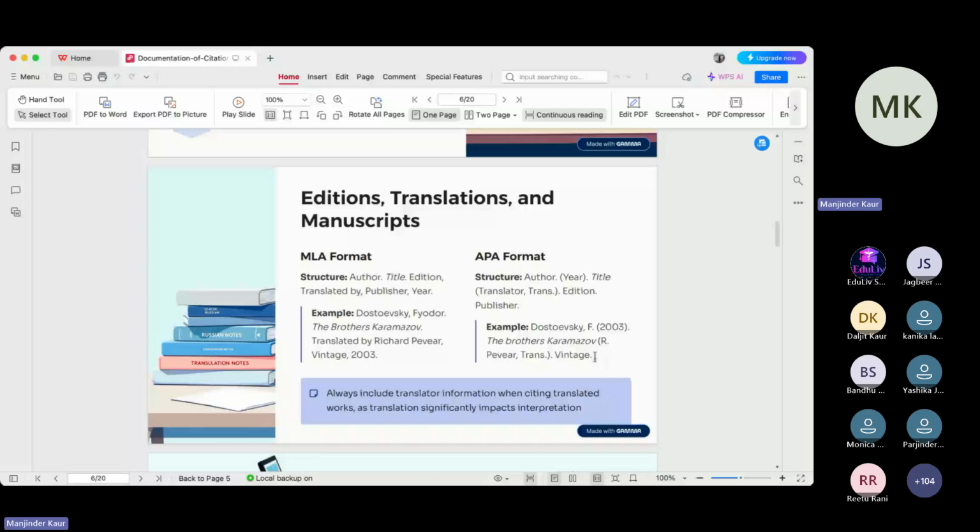What is the instruction? Always include the translator's information whenever you are citing a translated work, as translation significantly impacts the interpretation. Before I proceed further, I would like to know if you are okay with this.